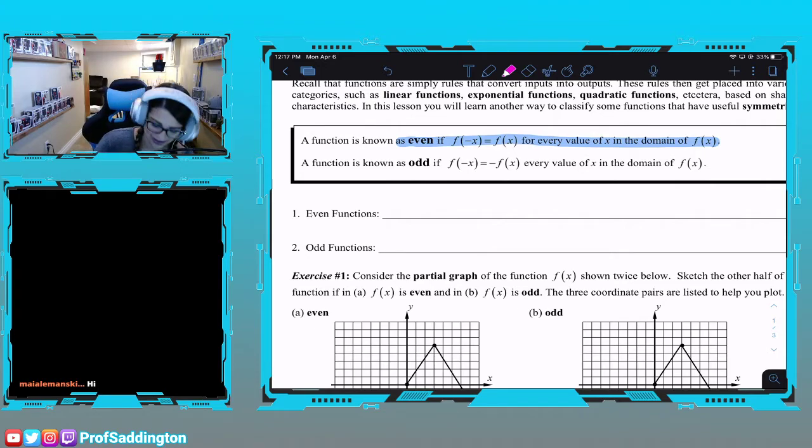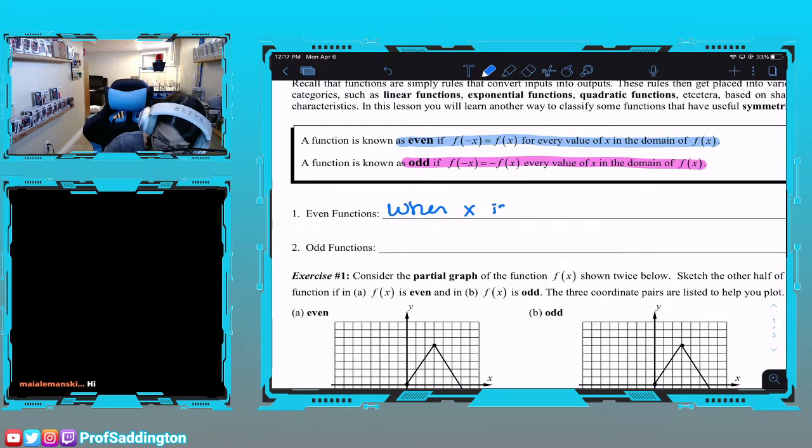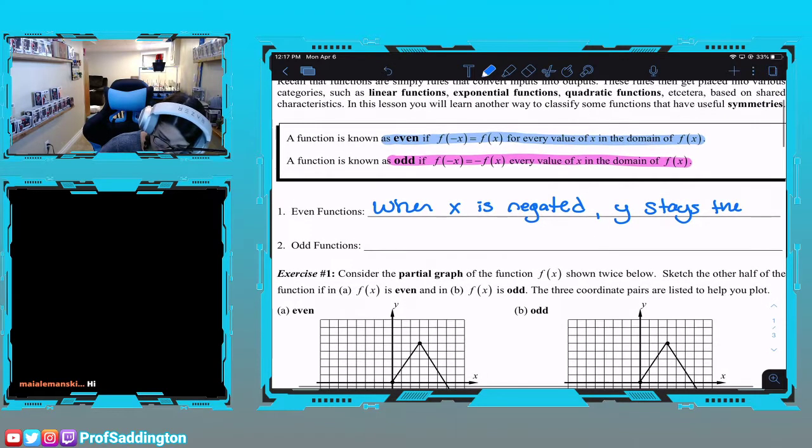So a function is known as odd if this occurs. So what does all this fancy notation stuff mean? So when x is negated, y stays the same. So that's what all that junk up there means.